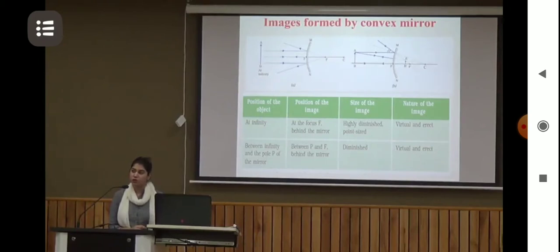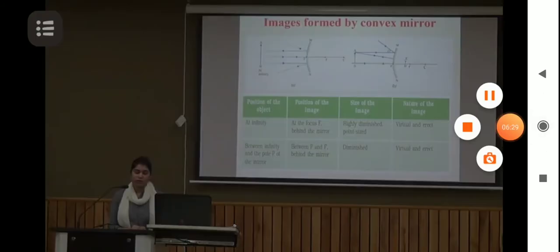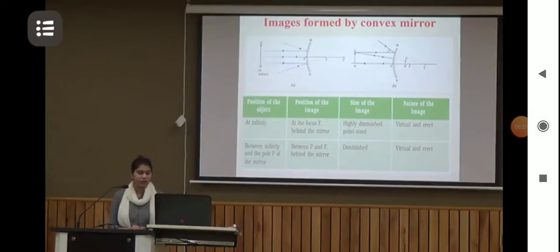What is the convex mirror going to do? It acts as a diverging mirror, so it's going to diverge all the rays, right? But these rays are going to meet virtually at a point which is known as a focus. So this is the first ray diagram where the object is at infinity, image is formed at the focus and the focus is situated behind the mirror. And what is the size of the image? The size of the image is highly diminished, its point size, and the nature of the image is virtual and erect.